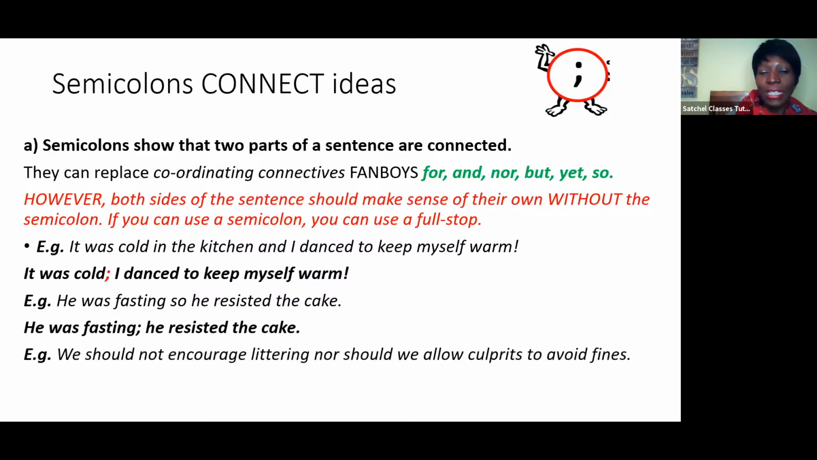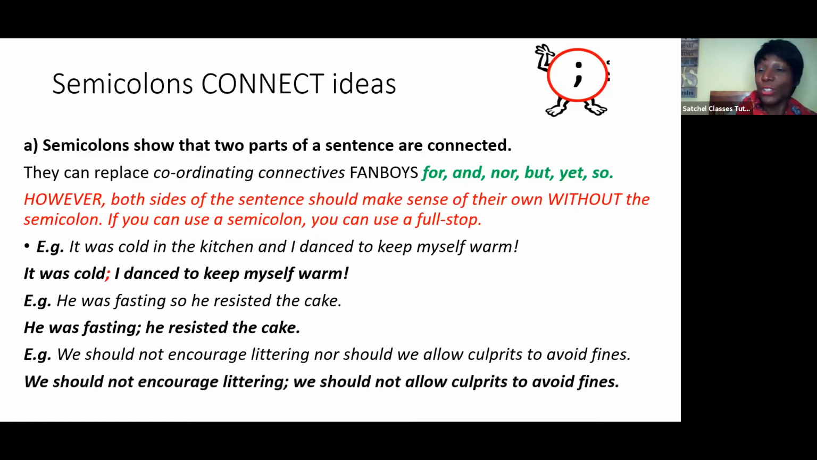We should not encourage littering, nor should we allow culprits to avoid fines. So that example is non-fiction. We should not encourage littering; we should not allow culprits to avoid fines. So it's about littering, the need to fine people who litter, but also to make sure that we encourage people not to litter. And they are interconnected ideas, but they also can stand separately.